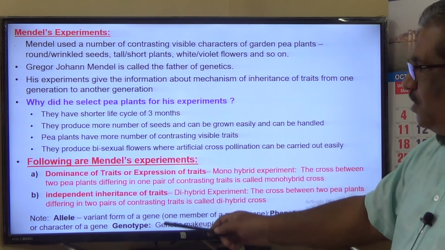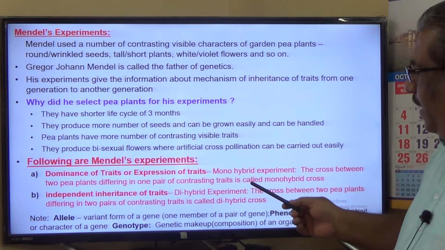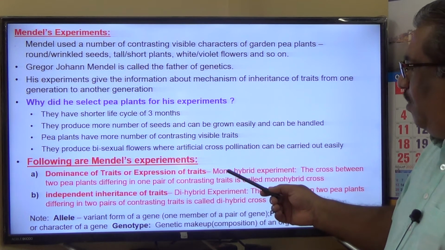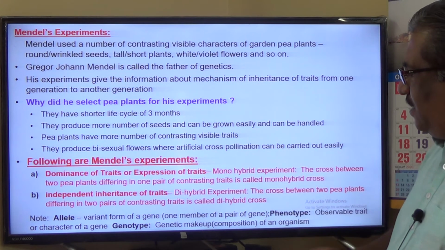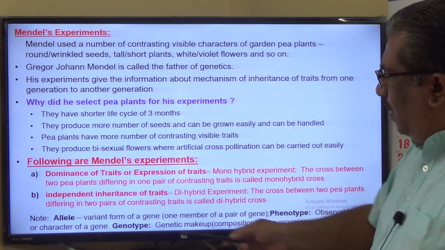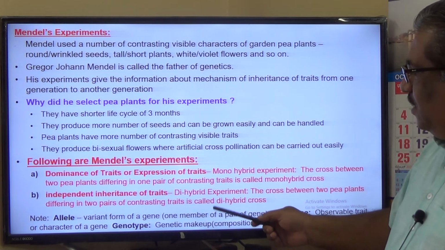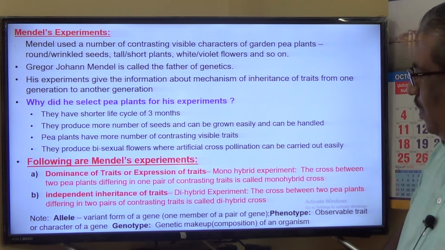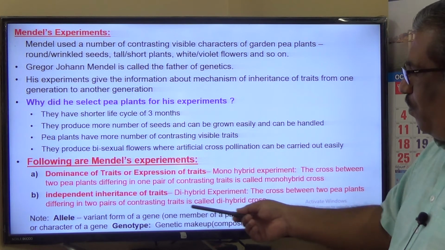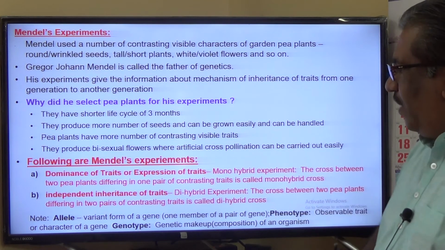So I hope you have understood the monohybrid and dihybrid experiment. Monohybrid is comparison of only one pair of contrasting traits, whereas dihybrid means comparison of two pairs of traits. One pair of traits and two pairs of traits, but contrasting in nature. You should keep that in mind.